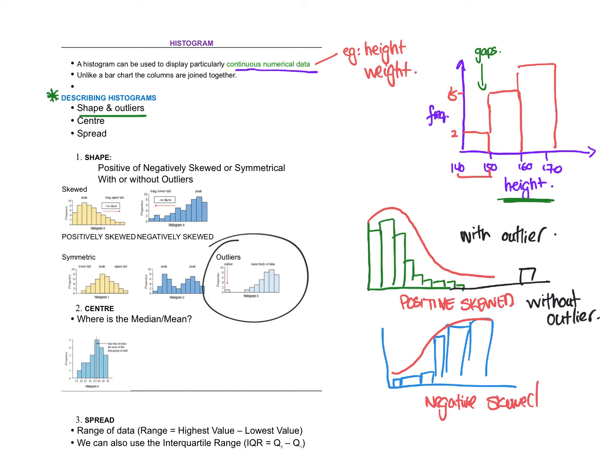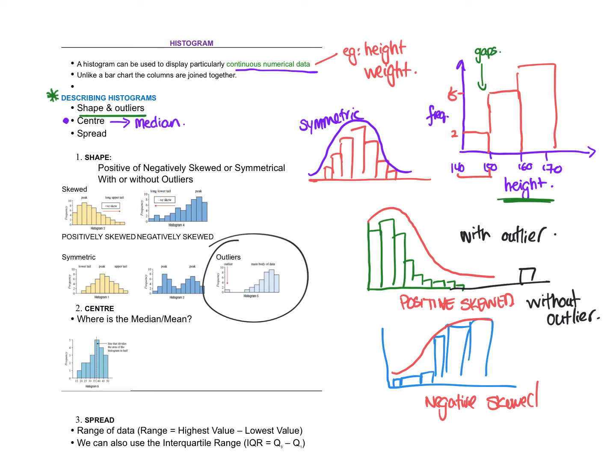So you can either have positive, negative, or the last one is symmetric. Symmetric is when it looks even, like that. It's got this bell shape, so it is symmetric. You just say symmetric without outliers. So that's the shape. The next thing we have to talk about is the center. Now the center, remember I told you there were measures of center? There was either the median or the mean. And the best way is probably to talk about the median.